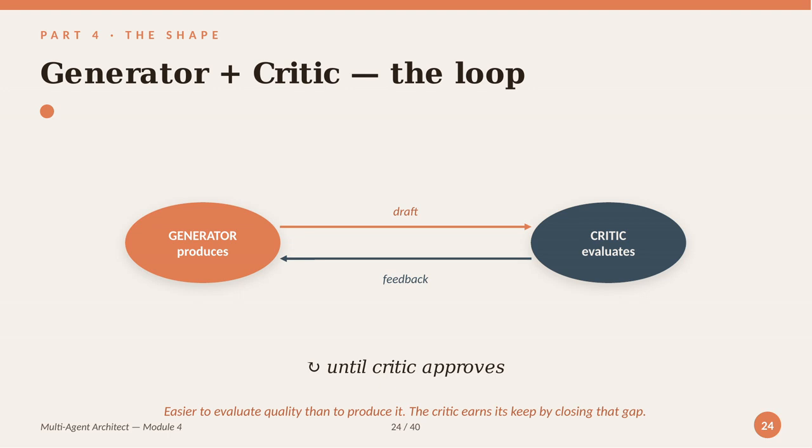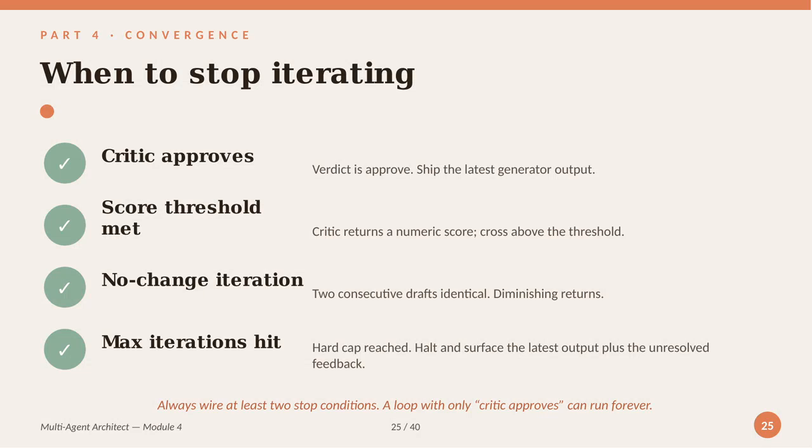The catch is that loops can run forever. We'll spend the next 3 slides on the safeguards that make this pattern viable in production. Without those safeguards, iterative refinement is a footgun, a way to burn arbitrary amounts of compute without convergence. With them, it's one of the most powerful patterns in the toolkit.